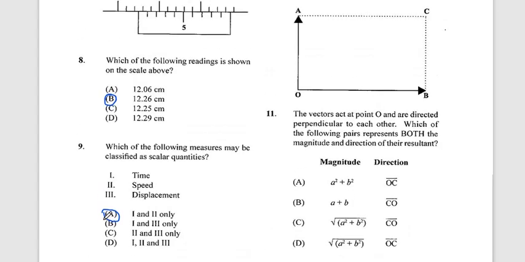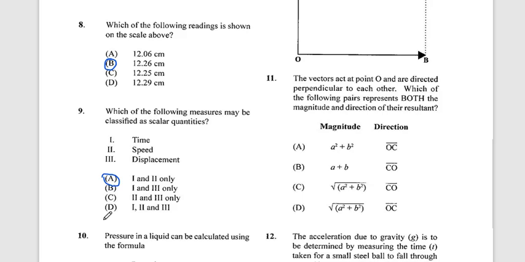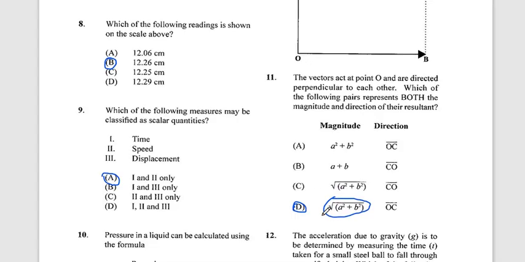Number 11. The vectors at point O are directed perpendicular to each other. Which of the following pairs represents both the magnitude and direction of their resultant? D. Traveling in the direction of OC, and this is the formula for the magnitude of the resultant using Pythagoras' theorem.